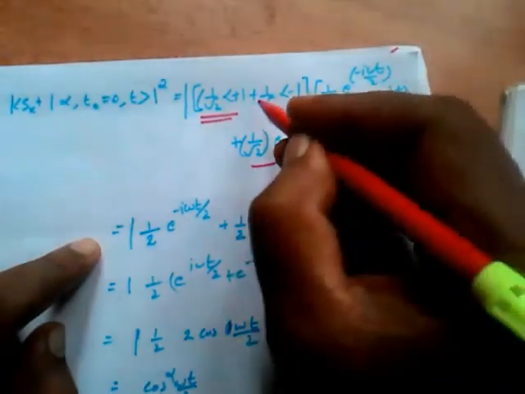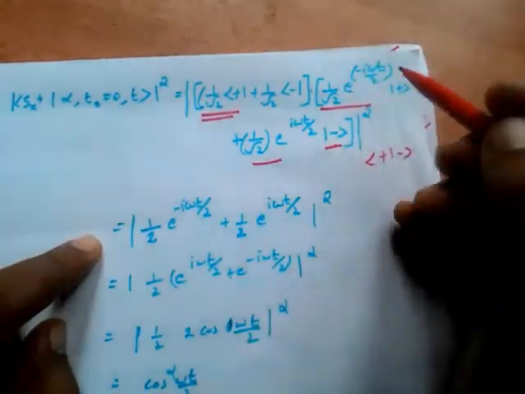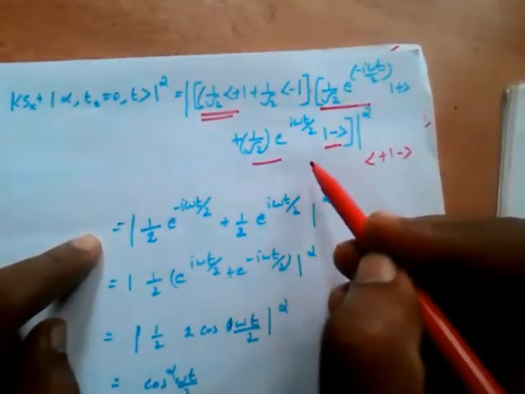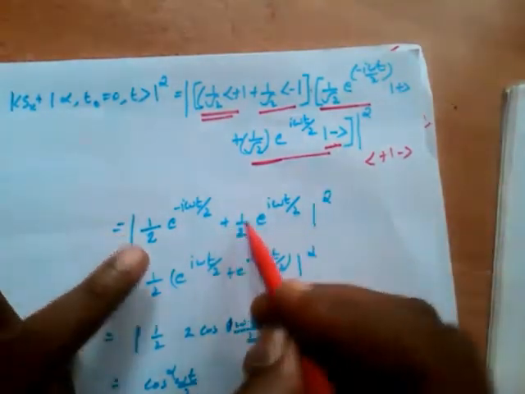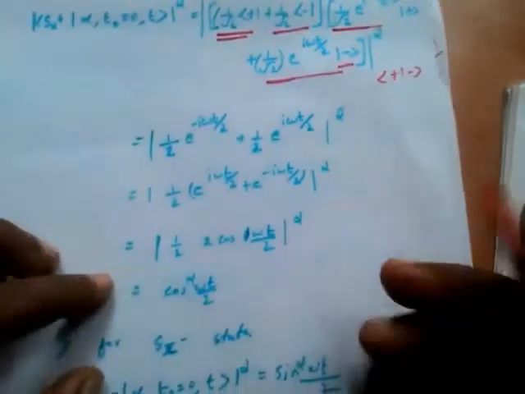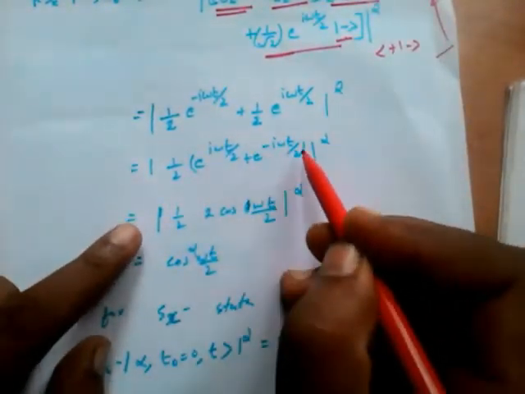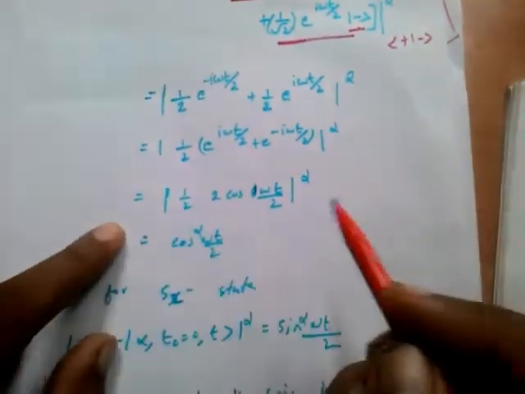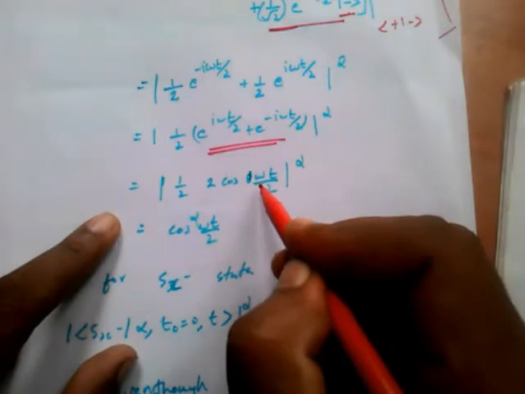So we need to multiply that with this one, and then we take the second term and multiply it with this one. Then again we will get 1 by 2 e raised to i omega t over 2, whole square. That is equal to 1 by 2 (e raised to i omega t plus e raised to minus i omega t) whole square. That is equal to this term, 2 cos omega t by 2.